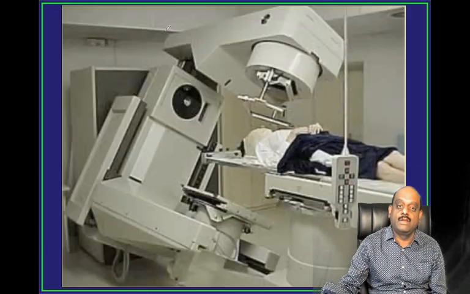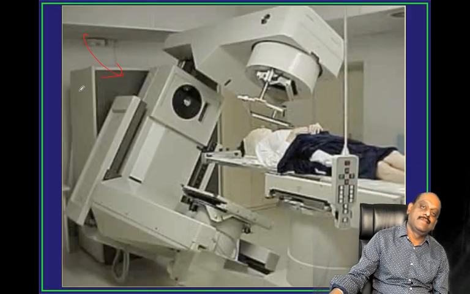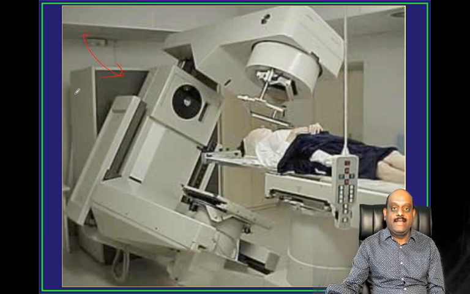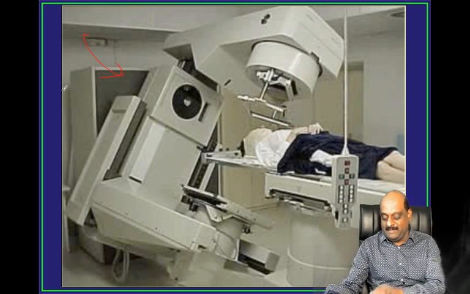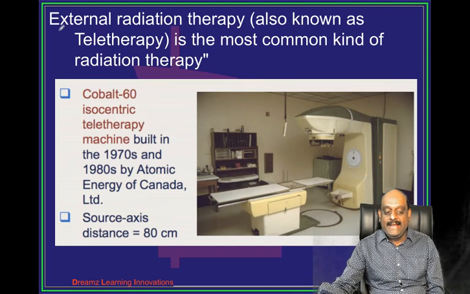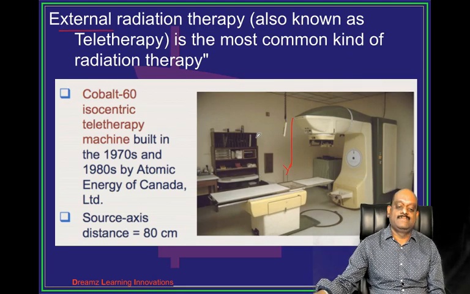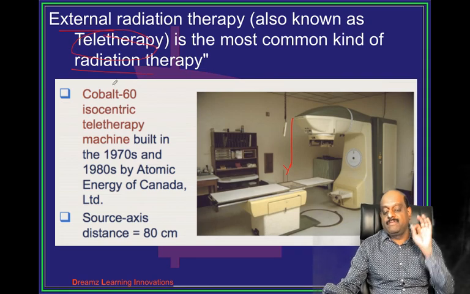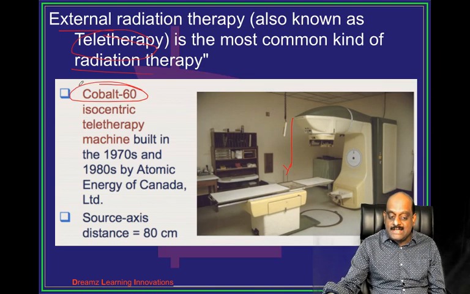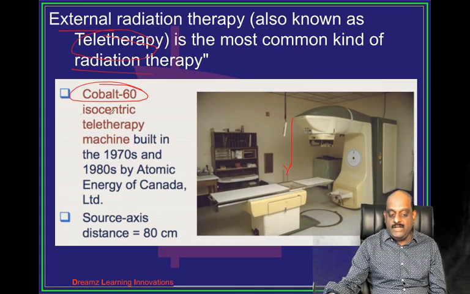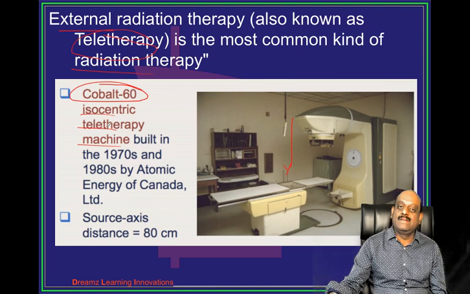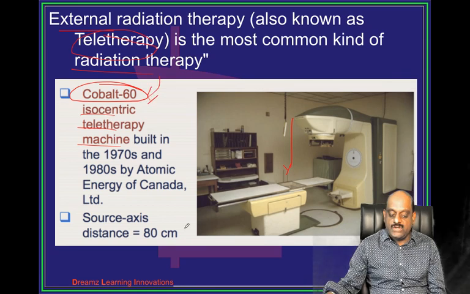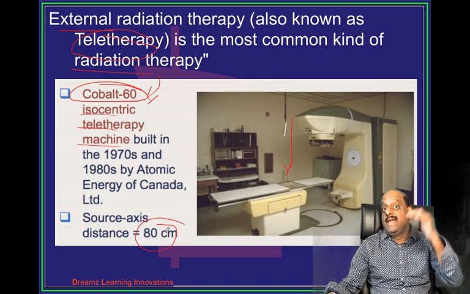Now, radiotherapy. What is this gadget? Everything looks to us like an MRI machine or a CT machine. So, external radiation therapy, teletherapy, is the most common kind of radiation therapy. Cobalt 60 isocentric teletherapy machine. Cobalt 60 is the one which is used. The source axis distance is 80 centimeters, almost 3 times the 30 centimeter scale you know.